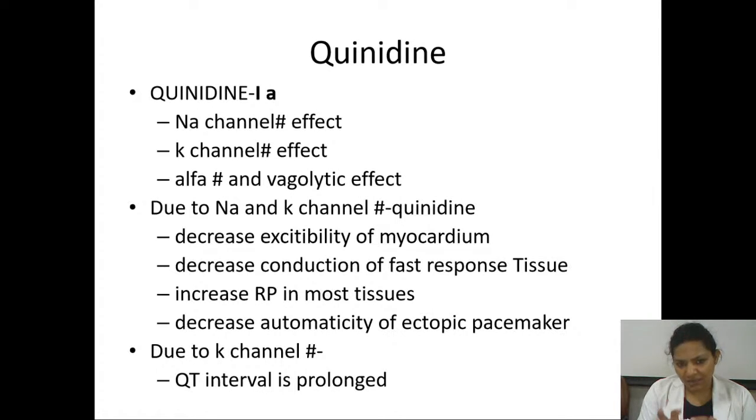As a result, quinidine will produce bradycardia. Due to sodium and potassium channel blockage, quinidine decreases the excitability of the myocardium. It decreases the conduction of the tissue. It increases the refractory period in most of the tissues, and it decreases the automaticity of the ectopic pacemaker tissue. So, for example, if a patient is having hypokalemia, we can give that patient quinidine because it will decrease the automaticity of the ectopic pacemaker. Now, because of the potassium channel blockage, the QT interval will be prolonged.